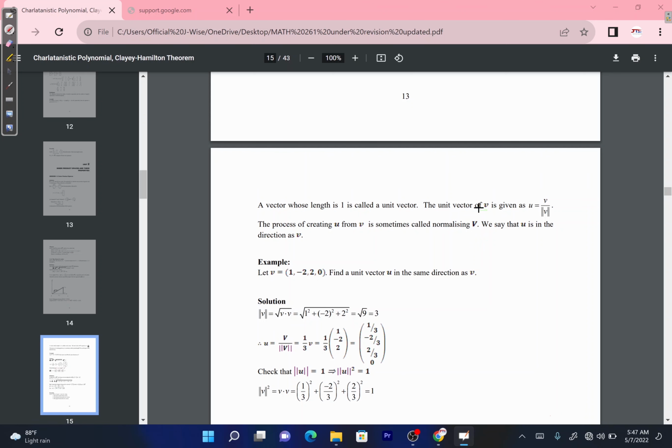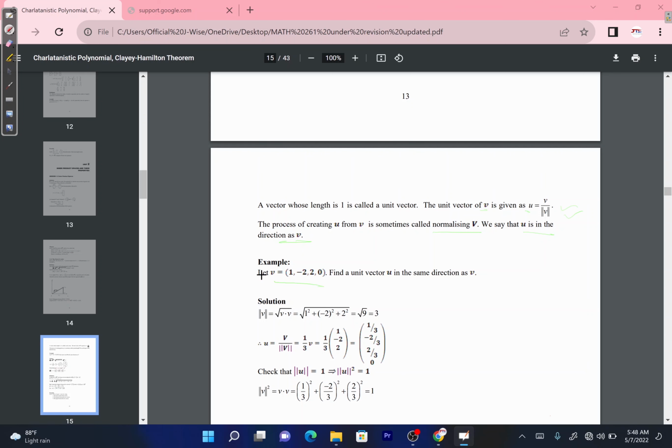For instance, when you have vector v such that v is not a unit vector, you can find the unit vector of v. The unit vector of v is given by u, which is the same as v over the norm of v. And the process of creating the unit vector is the same as normalizing v. You can also say that u, the unit vector of v, is in the direction of v.